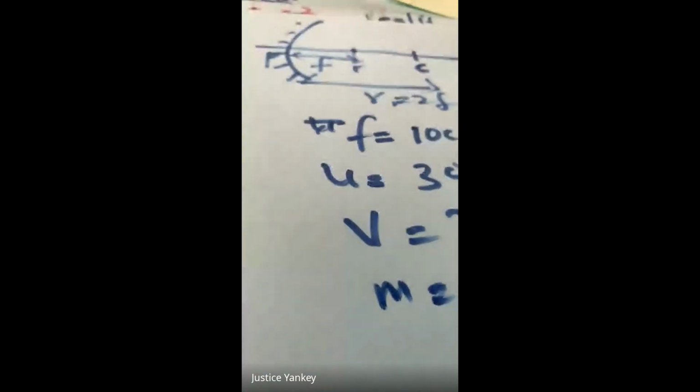Then you apply the mirror formula and solve. You are going to say 1 over f equals 1 over u plus 1 over v. Then you do your substitution. F is 10. For a concave mirror it is plus. So 1 over 10 equals 1 over 30, since you place the object 30 centimeters away from the pole, plus 1 over v. Then you solve for v.